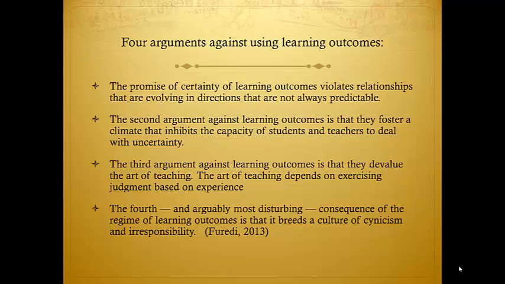Four main arguments against these learning outcomes are, first, that they erode the uncertainty that allows a class to flourish. By making a class too predictable, you might be diminishing the learning process. Second, they inhibit any situation where a student or a teacher has to deal with uncertainty. A third is that they devalue the art of teaching by being this linear approach. And the fourth is that some say they breed cynicism and irresponsible behavior within a school.